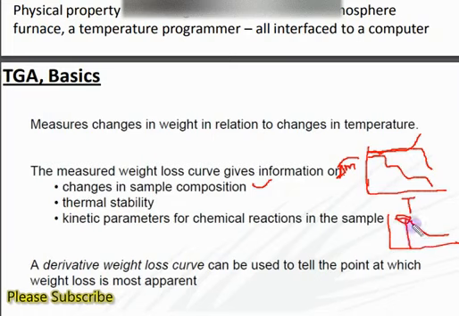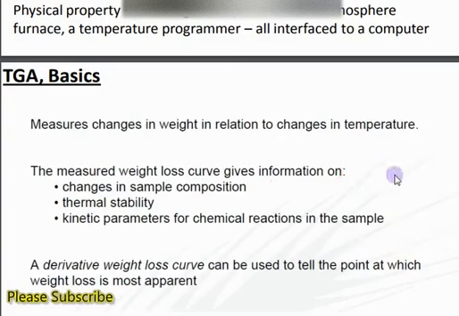So to get a very clear idea and to resolve this problem, we actually take the derivative of the mass, and this derivative gives us very sharp and very resolved peaks. From these curves we can obtain the exact temperature where this chemical change or physical change has occurred.